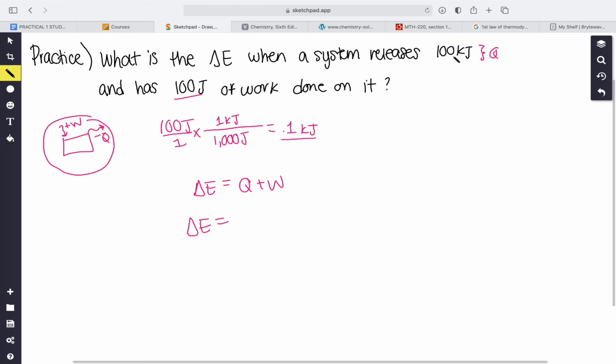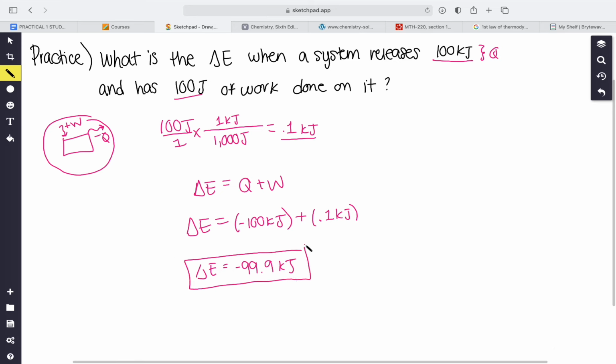Most of the time you have to figure that out. So it's just going to say it releases it. That's just the quantity. We have to find if it's going to be positive or negative, right? So we're going to make this negative 100 kilojoules, plus the positive 0.1 kilojoules. And our answer is going to be negative 99.9 kilojoules as the change in energy. Let me just check my answer and see if it's the same that we got from class, and it is.